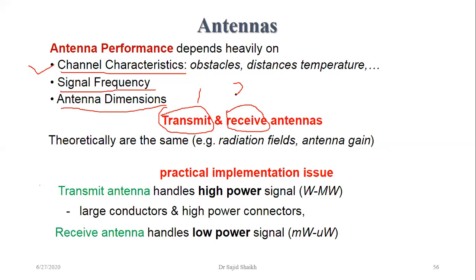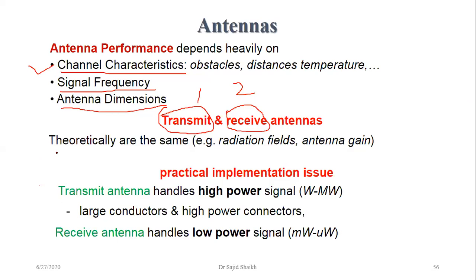Okay, there are n number of types of antennas. We will see them one by one, but all those antennas are divided into these two main categories. So an antenna will come under either the transmit antenna or the receive antenna. Okay, so what are the transmit and receive antennas?